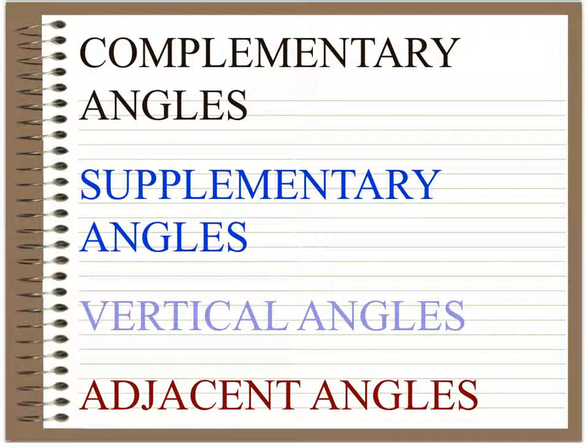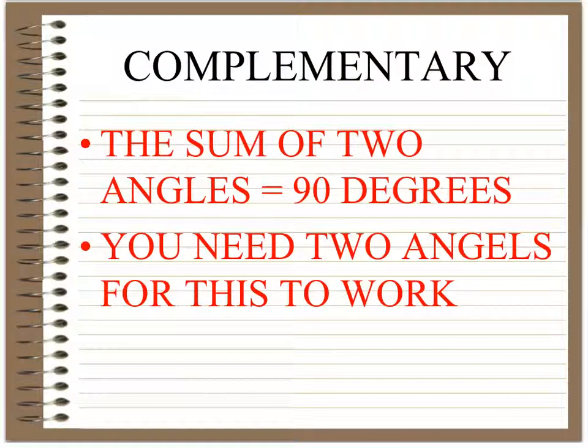We're going to talk about complementary, supplementary, vertical, and adjacent angles in this section. Complementary angles are the sum of two angles that equal 90 degrees. We've got to remember what the word sum is calling for. You need to have two angles. That's the important part here. Complementary angles equal 90 degrees, so it's two angles added up that gives you 90 degrees. And remember, a 90 degree angle is a right angle.